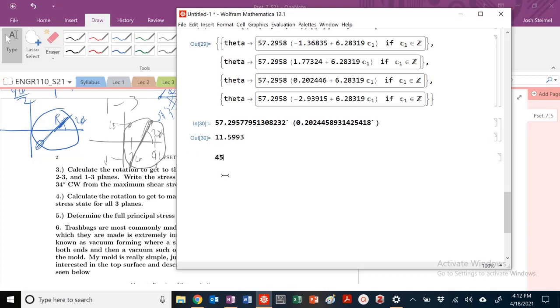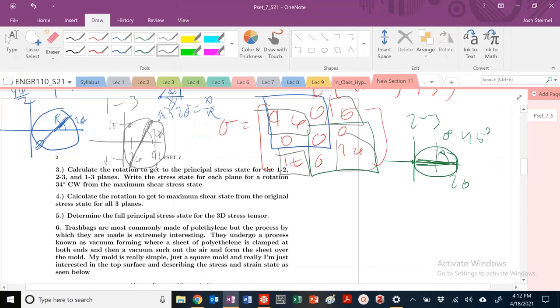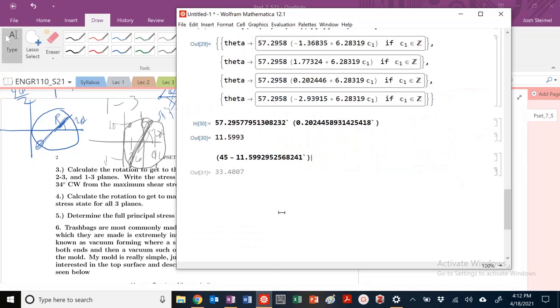What's the angle to get to my maximum shear stress state? It's just going to be here to here. So that's the rotation I have to do clockwise to get to that stress state. And now, if I want to go from here, I need to rotate that 33 degrees this way to get to my maximum shear. So from my original stress state to here, I have to do that rotation. And then from there, I have to do another 34 degrees clockwise rotation. So that's going to give me this.